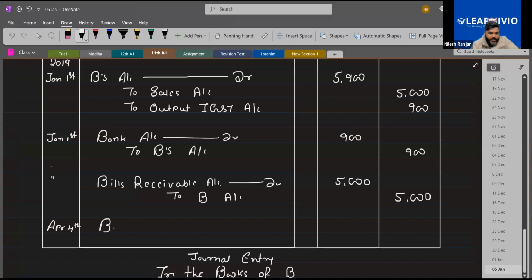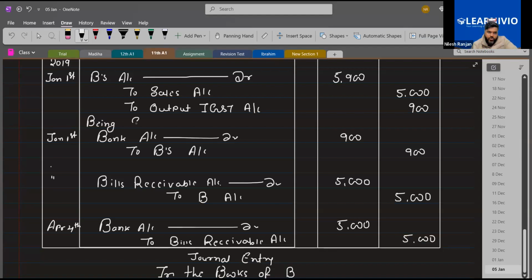You have received the money. So bank or cash account debit to bills receivable account. So it is 5,000, 5,000. Being sold goods to B on credit.